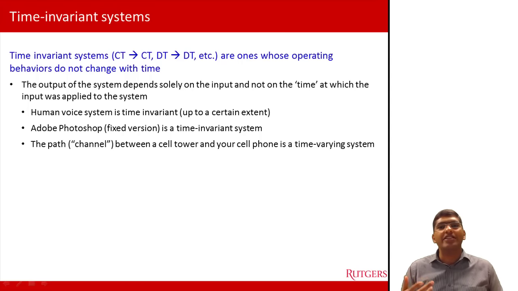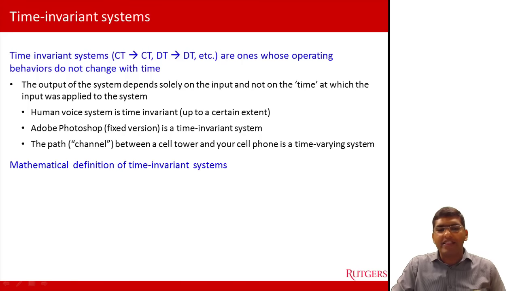And that is the reason that, for example, you get dropped calls. You are talking on the phone and all of a sudden your call drops. Because that's the time varying nature of the system. It wasn't static. So the system behavior has to be static. That's a time invariant system.